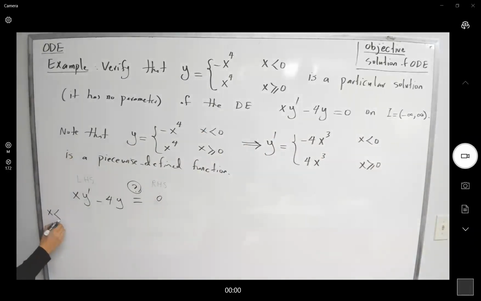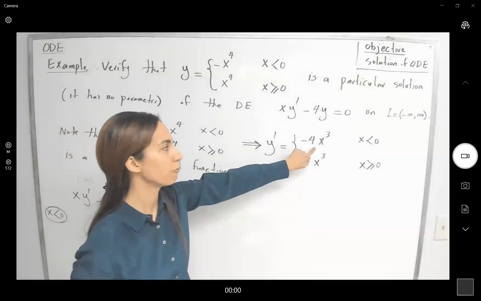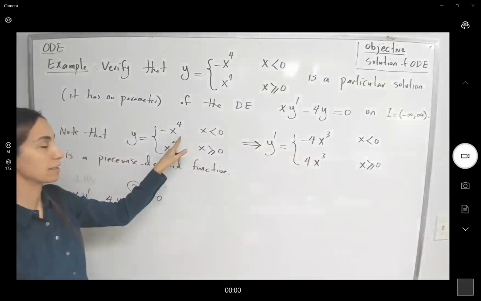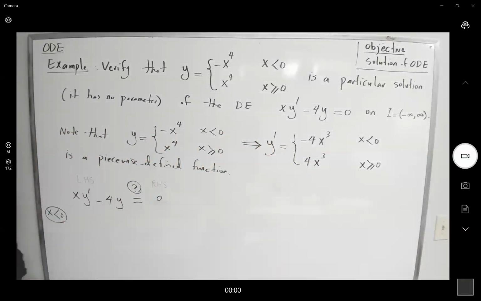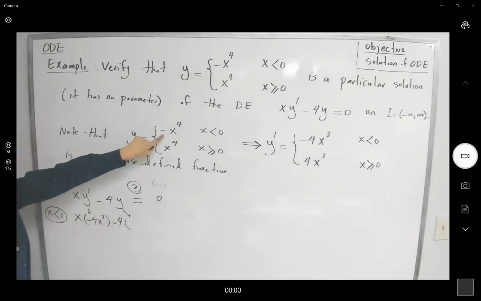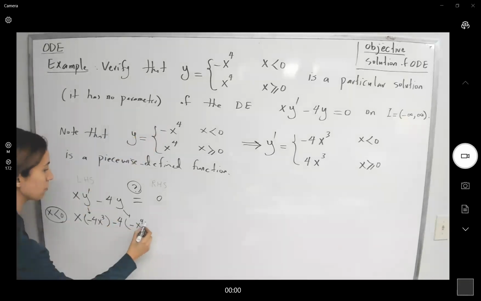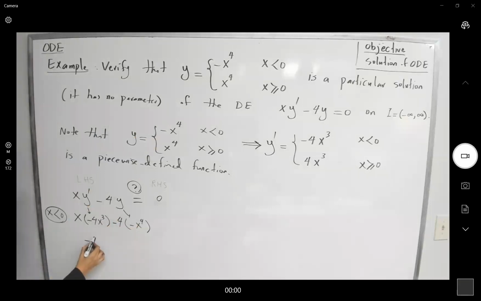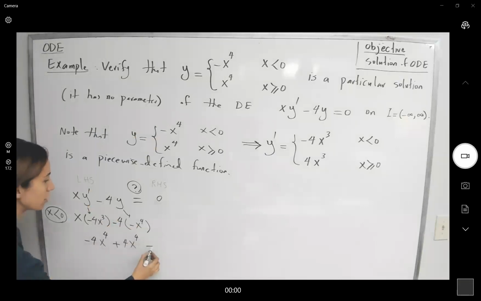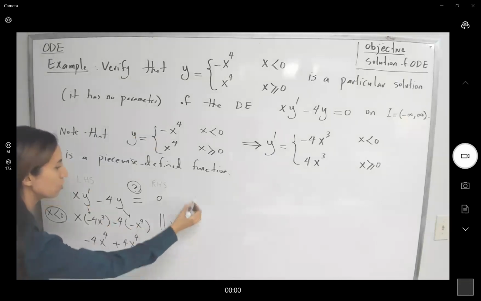If x is negative, what are we going to use? We're going to use negative 4x cubed as the derivative and negative x to the fourth as y itself. So you get x times the derivative, negative 4x cubed, minus 4 times y, which is negative x to the fourth. Well, here you get negative 4x to the fourth plus 4x to the fourth. They are opposite to each other. These two are equal.